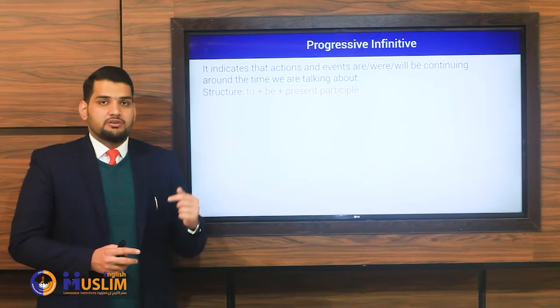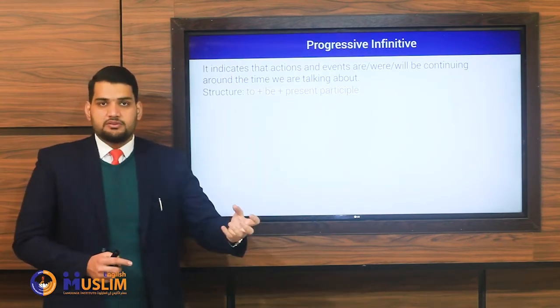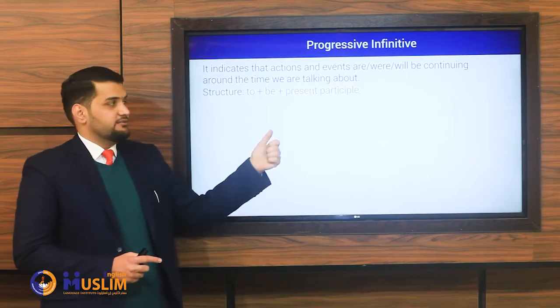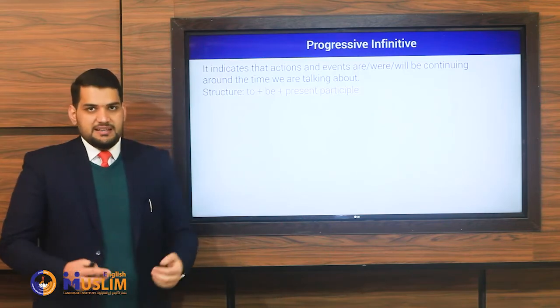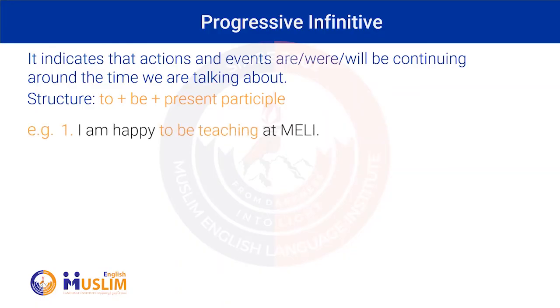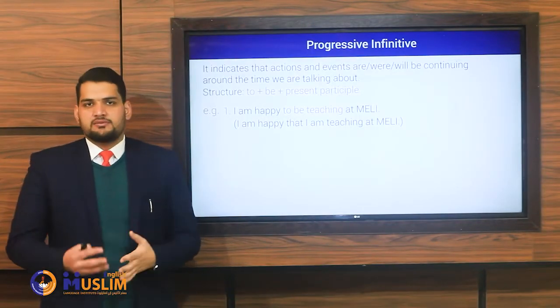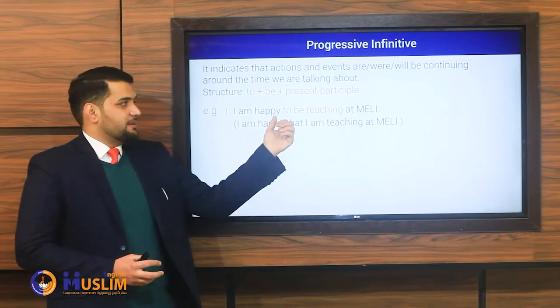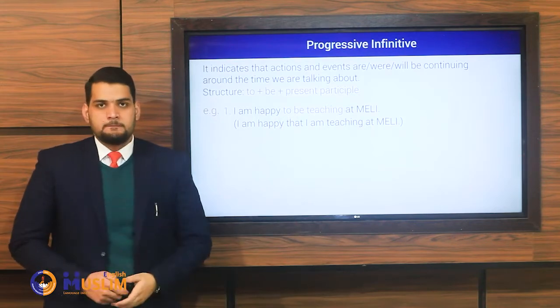If you remember, for perfect infinitive, here we use the past participle. It means the third form of the verb. But for progressive infinitive, we use the present participle, the continuous form of a verb. Let's make some examples. I'm happy to be teaching at Melly. This sentence has the same meaning as I'm happy that I'm teaching at Melly. Most of the people make mistakes in forms of infinitive, like some people say, I'm happy to be teach at Melly. That's wrong. You should say to be teaching.